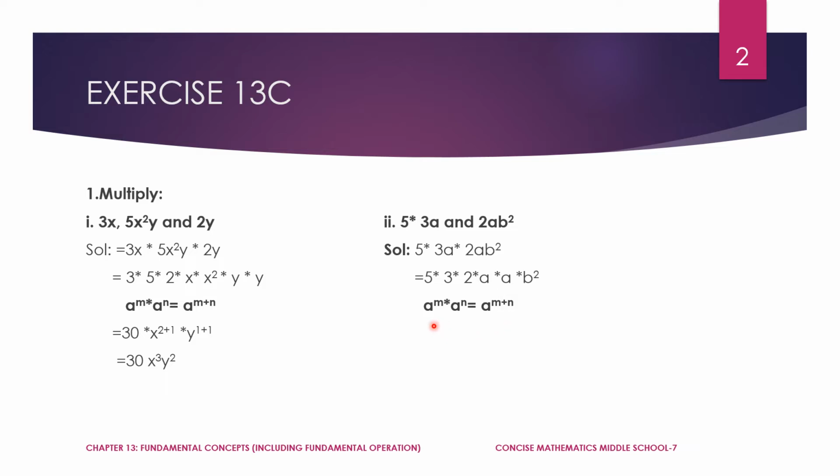While writing the exam, when you write this formula, they will give half or 1 mark. So don't miss this. 5 into 3 into 2 becomes 30 into, here I have applied this formula to a into a. That is a to the power of 1 plus 1. B square I have written in the same way because there is no other term with the same variable, that is b. With the same variable, I don't have any other terms. That's why I have written it as it is. And our next step, 30 into a square into b square. I hope you understood it clearly.